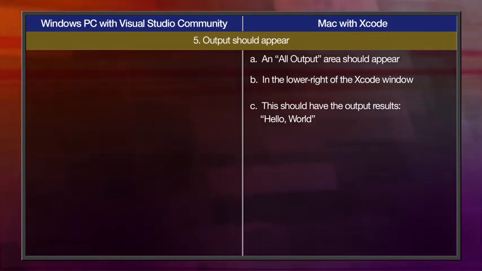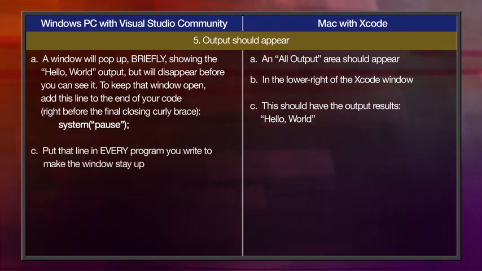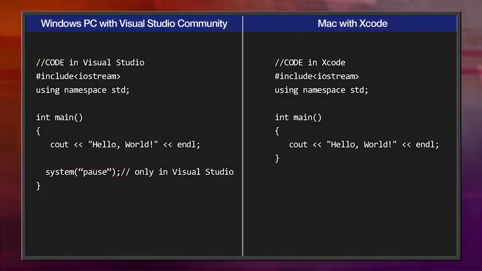In Visual Studio, a new window will pop up, very briefly, but it will disappear as soon as the program is over. So, here's what I recommend. To keep that window open so that you can actually see what's output, you'll want to add one small line to your code. Simply add to your code this very short line: system, open parenthesis, quote, pause, quote, close parenthesis, semicolon. Be sure to add it as the very last line before the final curly brace. This system pause line of code basically says, pause the system until the user hits a key. And this system pause command will keep the window open for you so that you can see the output.